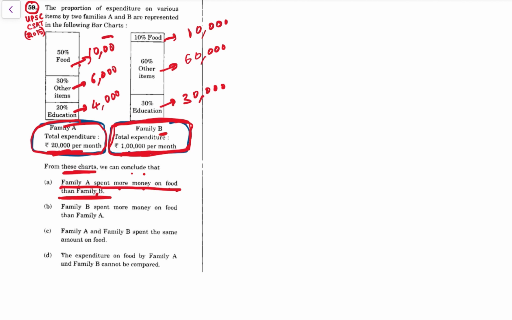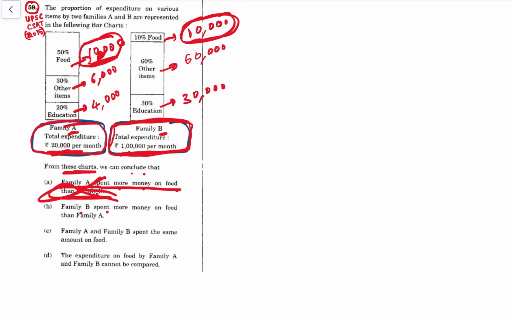So no, they are spending an equal amount on food. So this would be incorrect, because family A is spending 10,000 and family B, sorry, family A is spending just 1,000 rupees, sorry, 50% of 2,000, so 10,000. Same amount, so 10,000, ठीक है, they are spending the same amount, so ये गलत हो जाएगा.